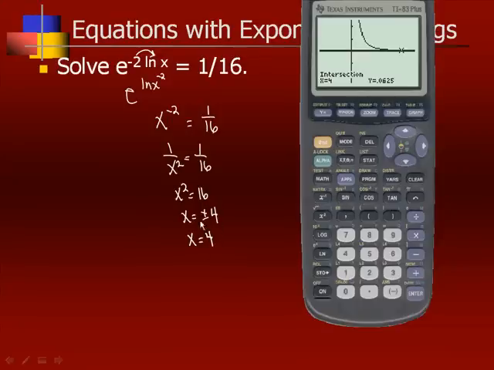Okay, which leads us to, we had plus or minus 4, but remember the domain: x to the negative 2 has to be greater than 0, which means x has to be greater than 0, so we can throw out the negative 4, which is why I did not show it.